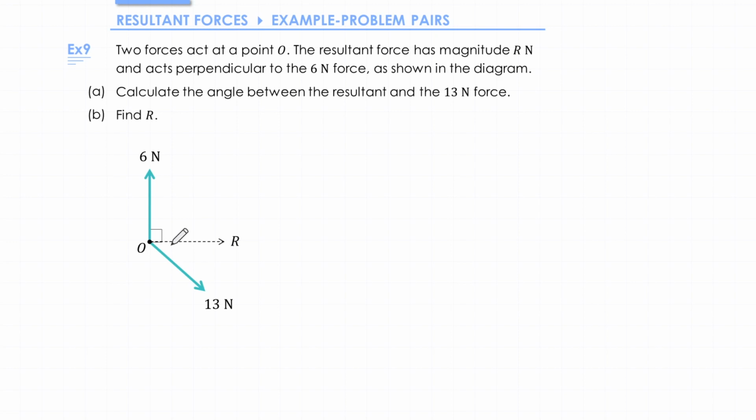To start with, I'm going to label this angle in here theta. This is the angle between the 13 Newton force and the resultant force. That's what I want to find. To do that, I'm going to resolve vertically. I'll take upwards to be positive.